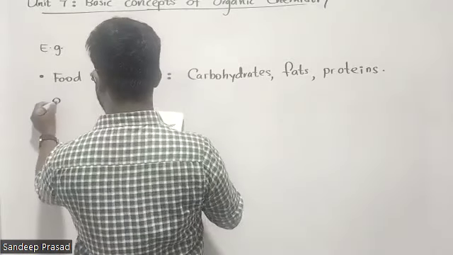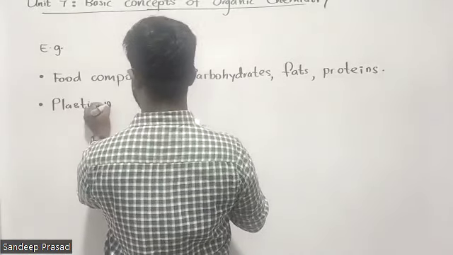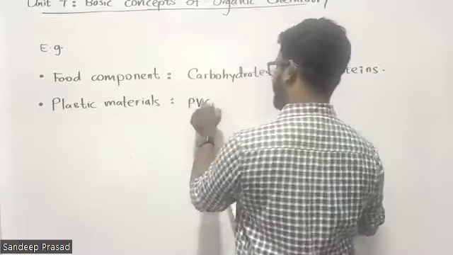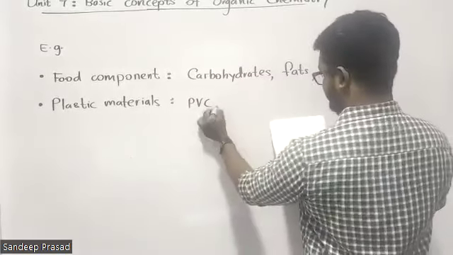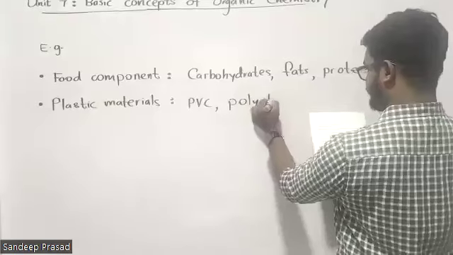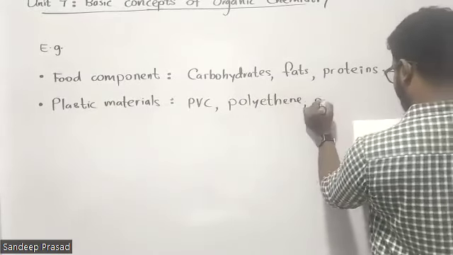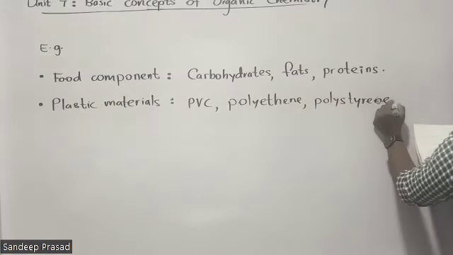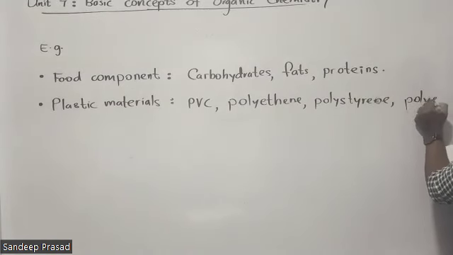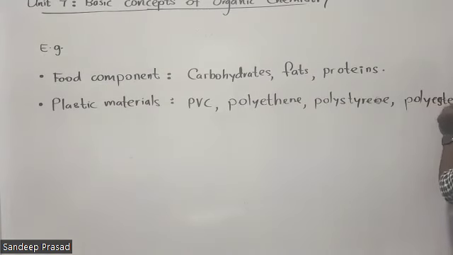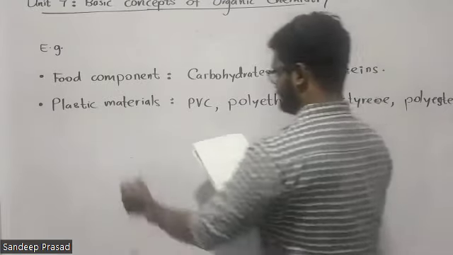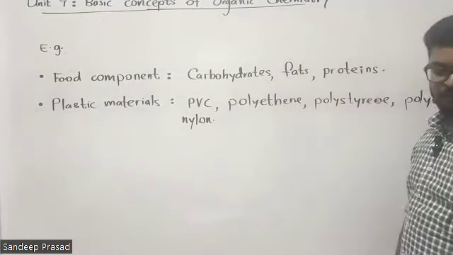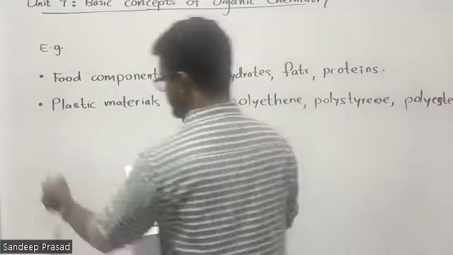Then we have plastic materials, right? Plastic materials such as PVC, polyvinyl chloride, right? Then we have polythene. I told you now. Polystyrene. Then polyesters. We are discussing these things in polymers. Then nylon. Nylon is also an organic compound, a carbon containing compound. So the main element is carbon.